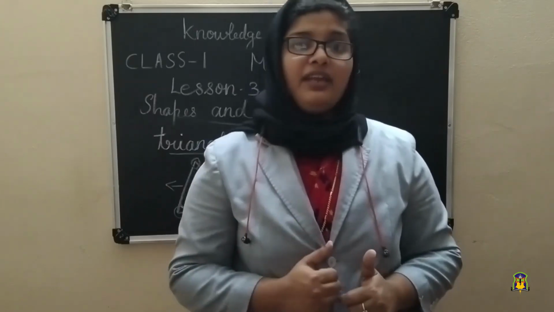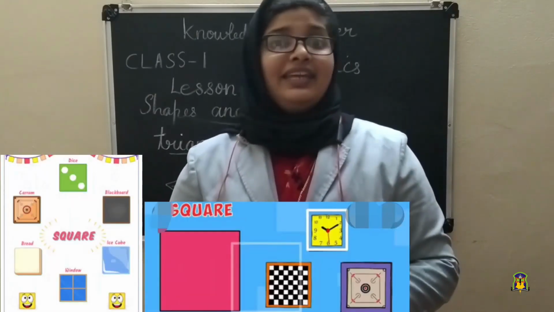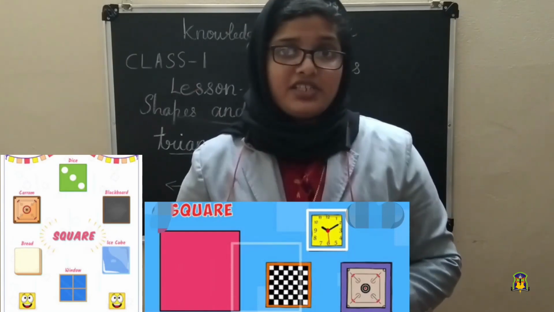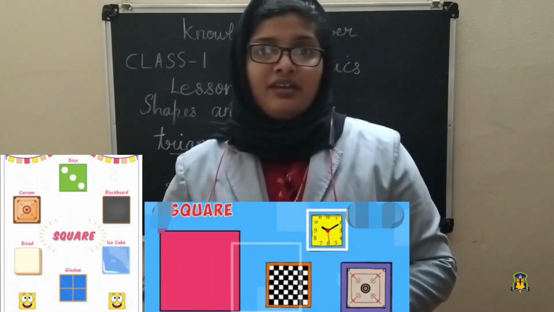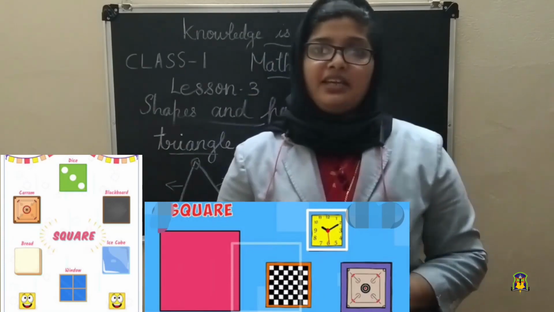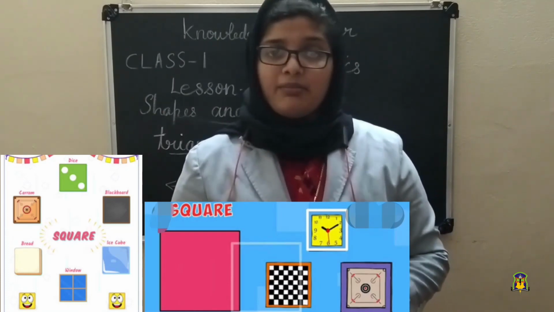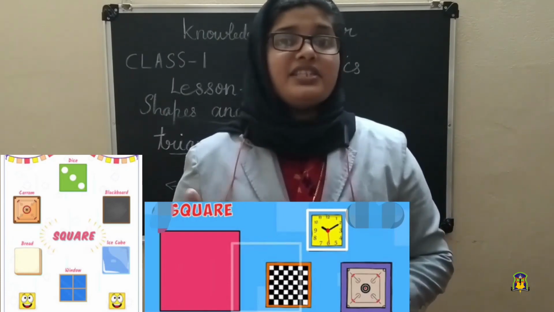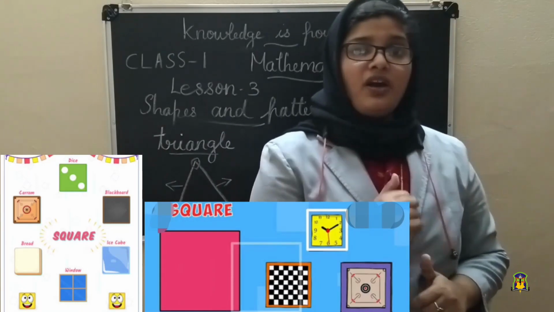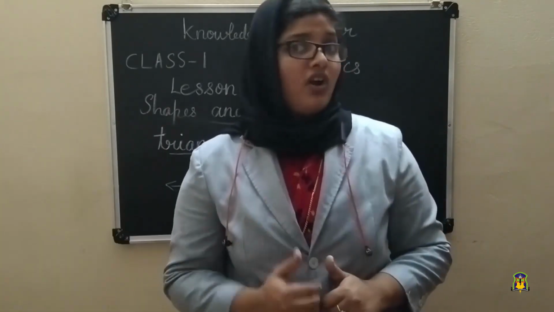Can you identify any things which are in square shape? Yes, chessboard is there. Then carrom board is an example of a square. Yes, then next, chair. So yes, you can see some examples. Look here. Yes, these are the examples of square shape.